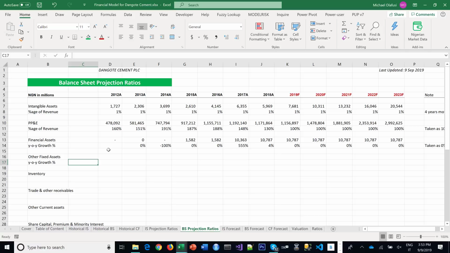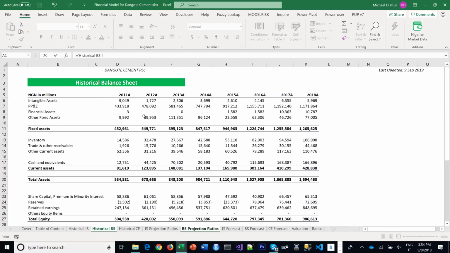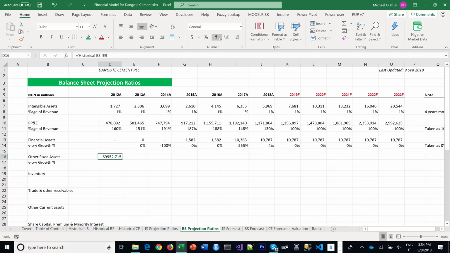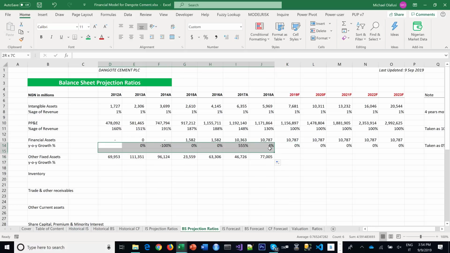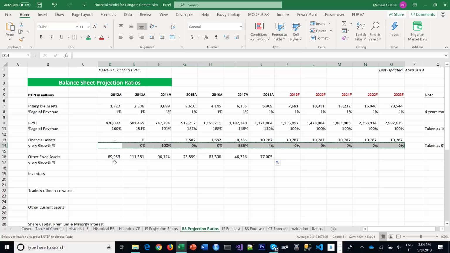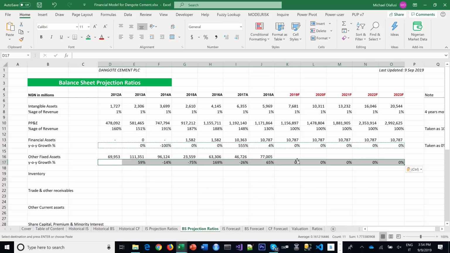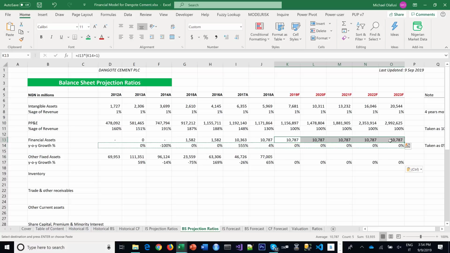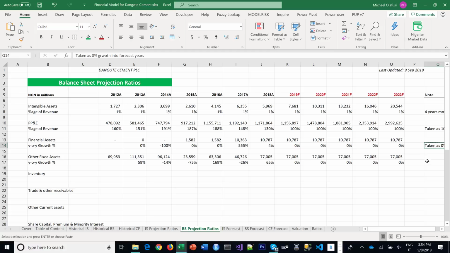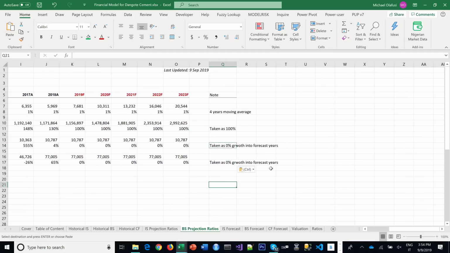Okay, I'm going to go and pick the historical other fixed assets, drag into the future, do the year-on-year growth, and in fact, since I don't have information, I'm going to maintain as they are. So I'm going to say growth is going to be at 0%, so it just keeps being maintained. I'm going to say taking as 0% into the future.